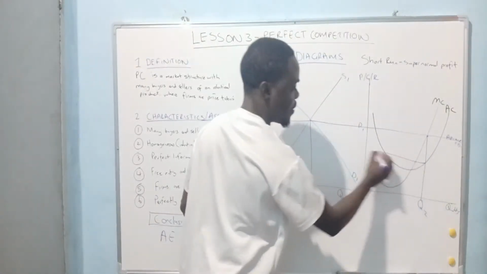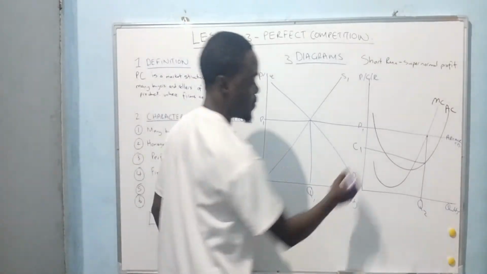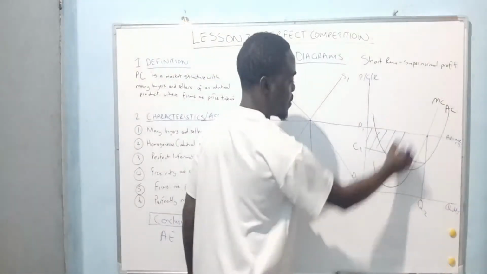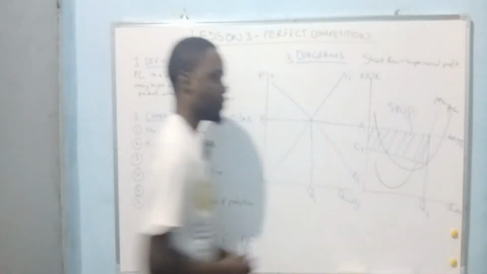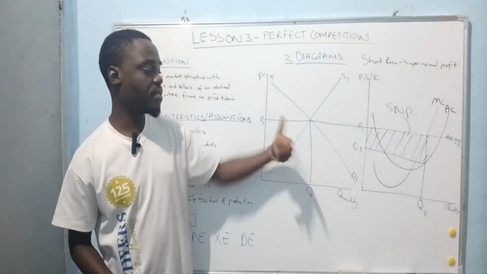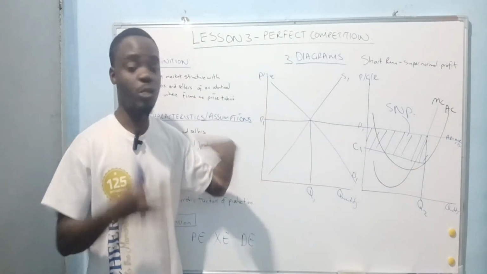So you now have, this is where average cost is. So this rectangle becomes the level of supernormal profits, right? This is how it behaves in the short run. In perfect competition, there are going to be supernormal profits.